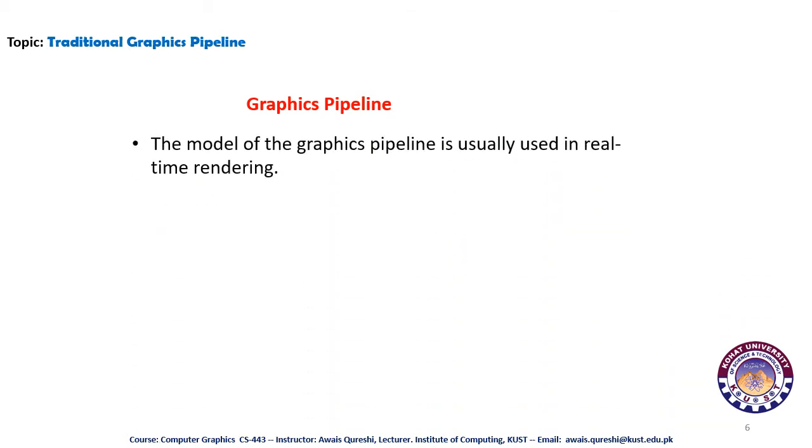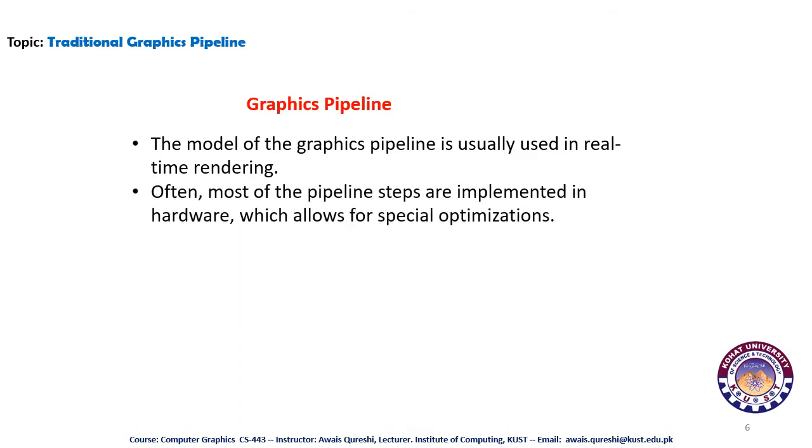The model of graphics pipeline is usually used in real-time rendering. This means that the scene we are seeing on the screen is rendered in real time and not stored in the buffer. Often most of the pipeline steps are implemented in hardware, which allows for special optimizations.